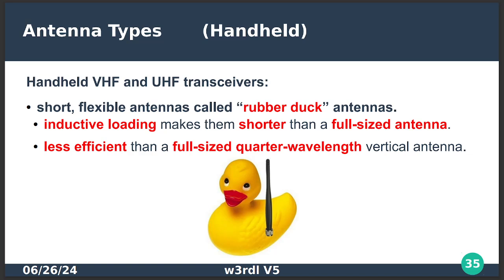Inductive loading makes them shorter than a full-size antenna. They are much less efficient than a full-size quarter wavelength antenna. So it's best to connect another antenna. There's an adapter you can get that'll go on there, and then you can connect another antenna.